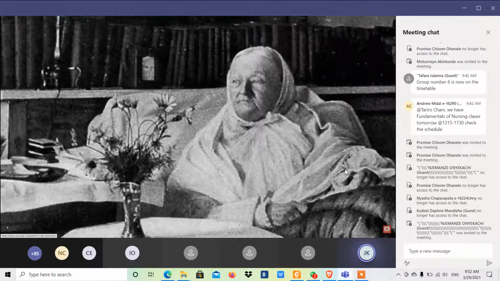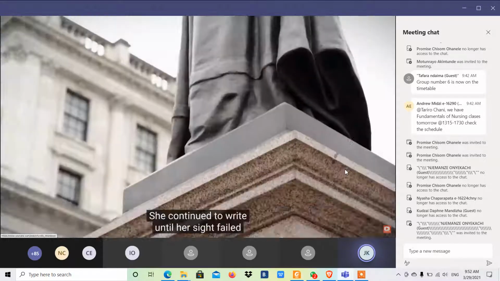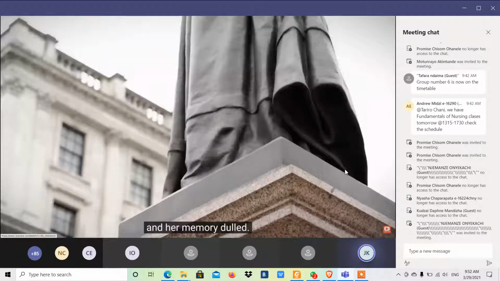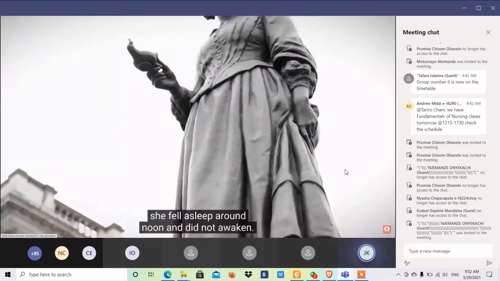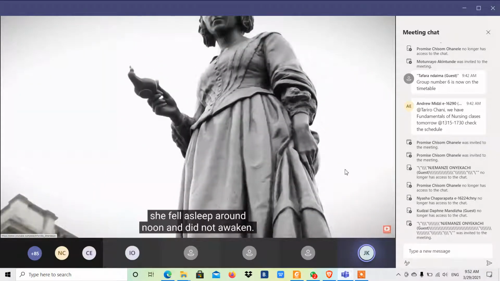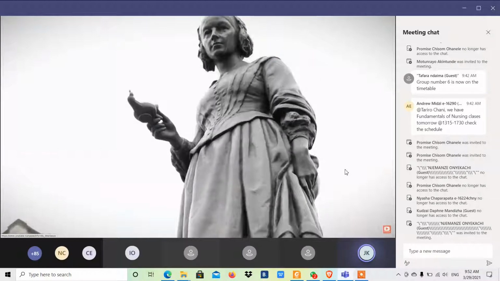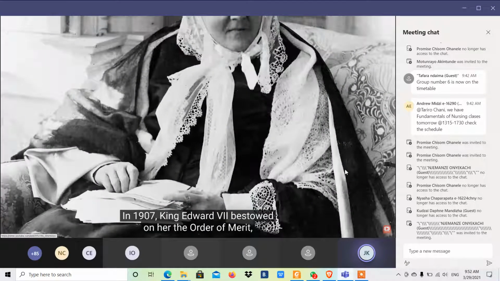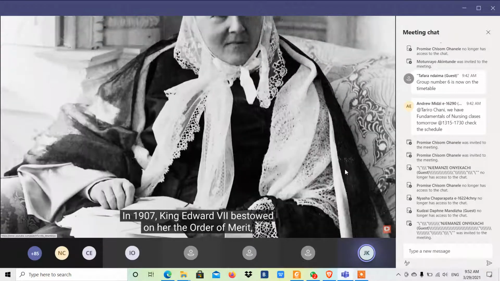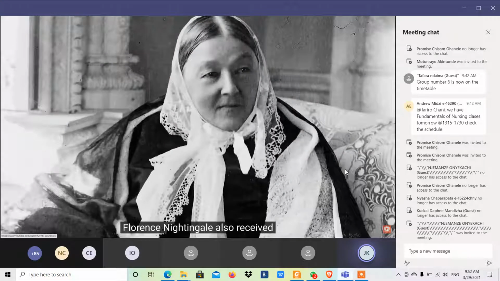She continued to write until her sight failed and her memory died. On August the 13th, 1910, she fell asleep around noon and did not awaken. In 1907, King Edward VII bestowed on her the Order of Merit, the first time ever that it had been given to a woman. Florence Nightingale also received many other awards and honours.